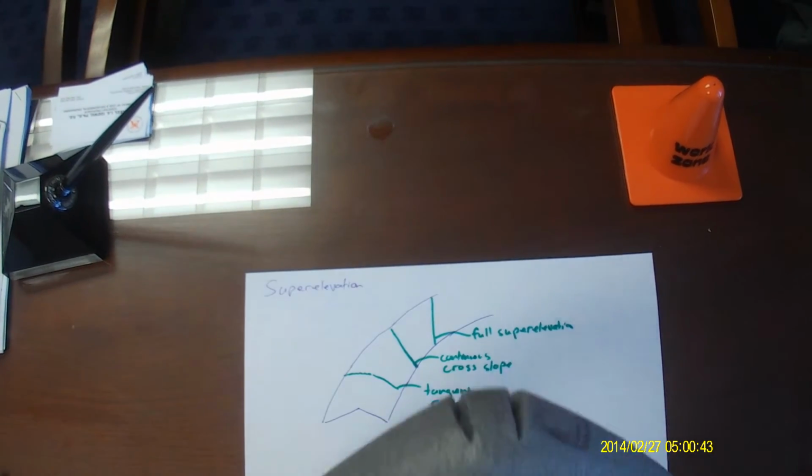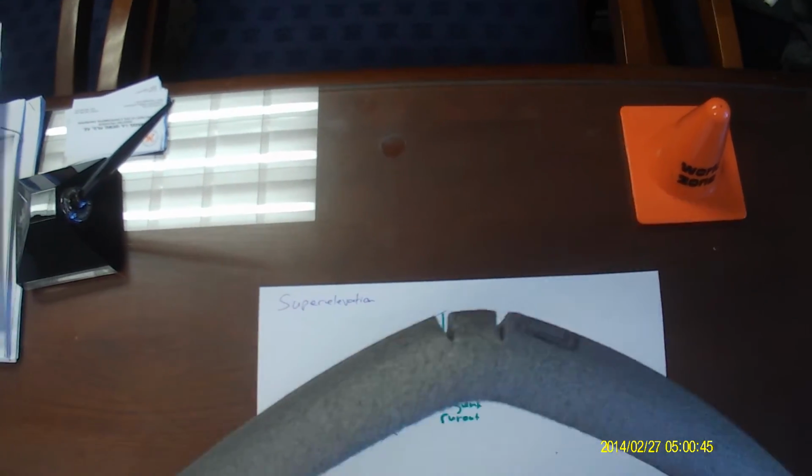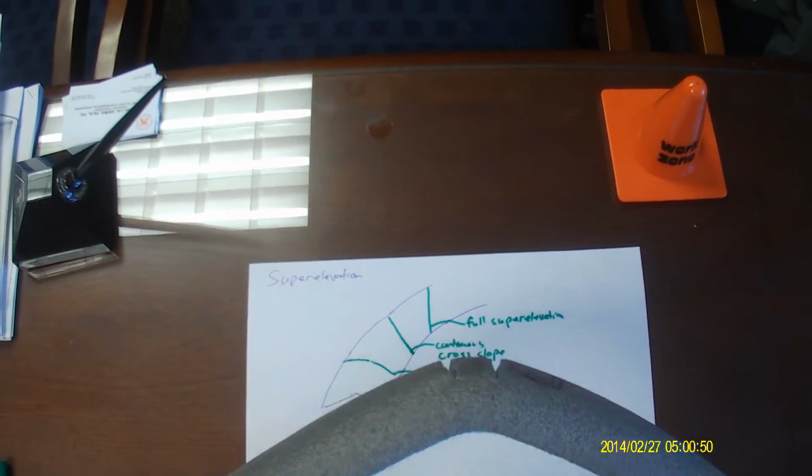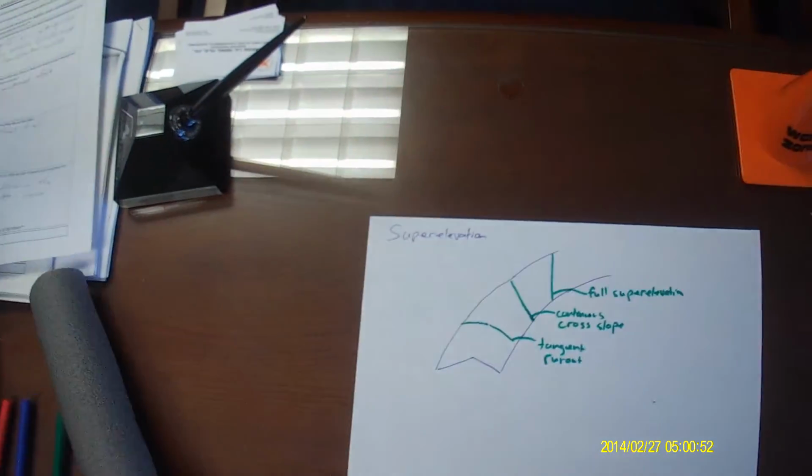Also, we can't start the super elevation right at the beginning of the curve. In most cases, we start super elevating before the beginning of the curve. And what does that look like?